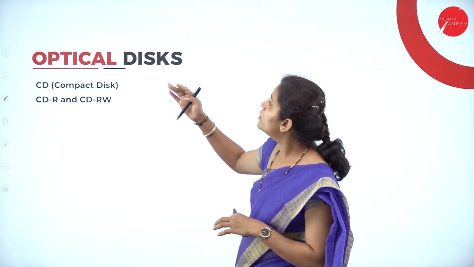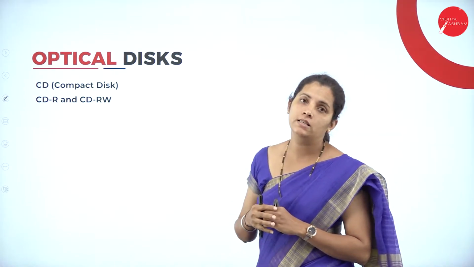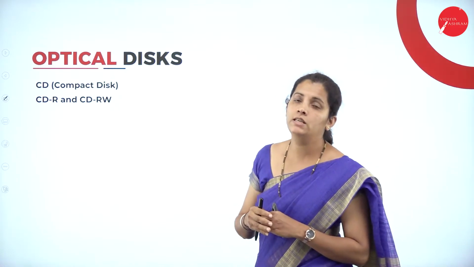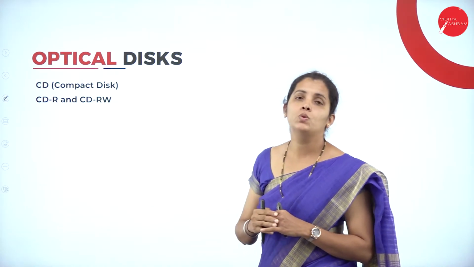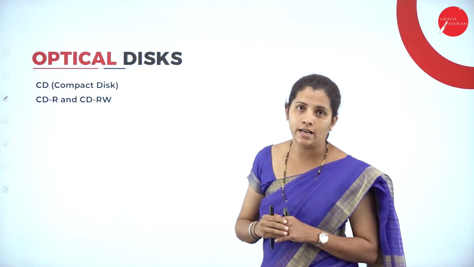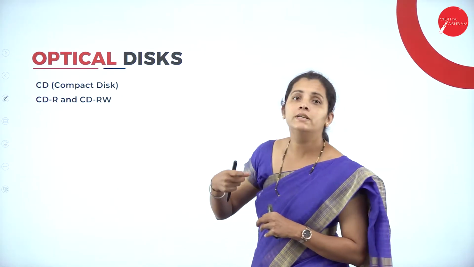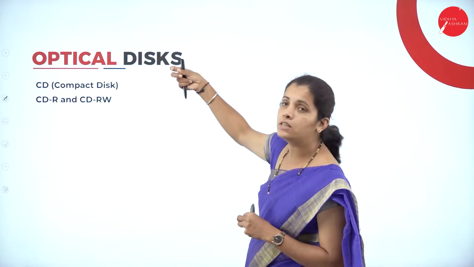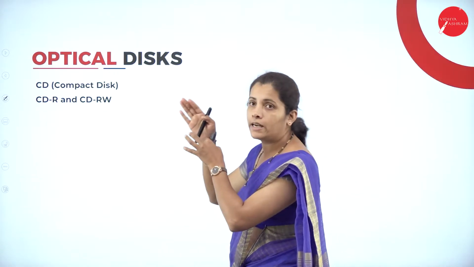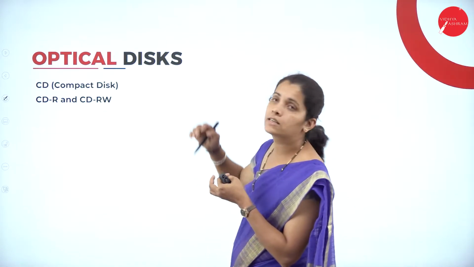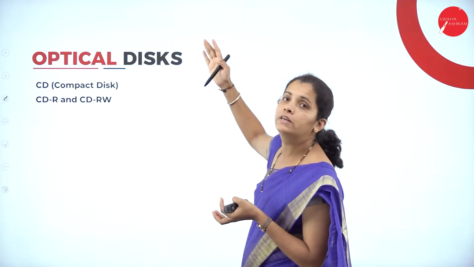Moving further, we are going to study what is optical disk. Optical disk is nothing but a computer disk. It uses optical technology and techniques to read and write the data. So, it mainly uses light. That is, optical means light. It mainly uses light to write the data. Whatever data is written in the disk is in the form of digital.